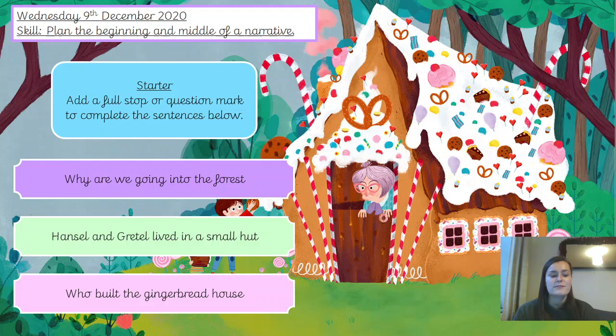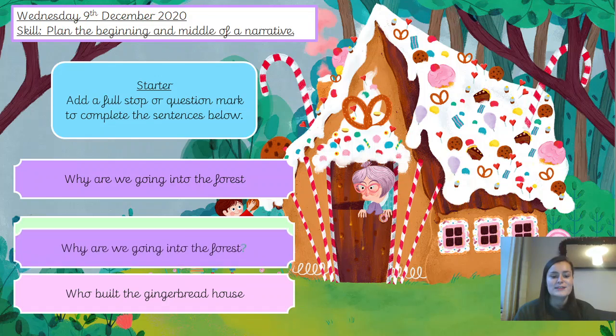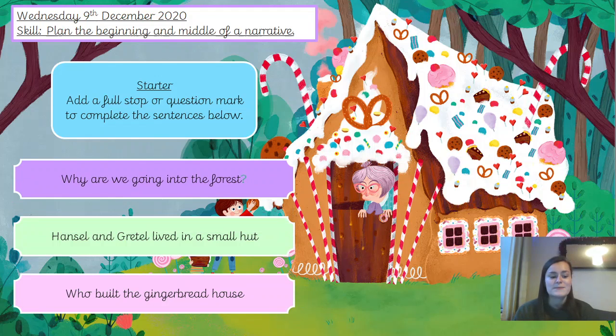Okay, so the first one, why are we going into the forest? Hopefully you said that needs a question mark. Hansel and Gretel lived in a small hut. It's not a question, is it? So that one just needs a full stop. And finally, who built the gingerbread house? Well, I think that's a question, so that one would need a question mark at the end of it.